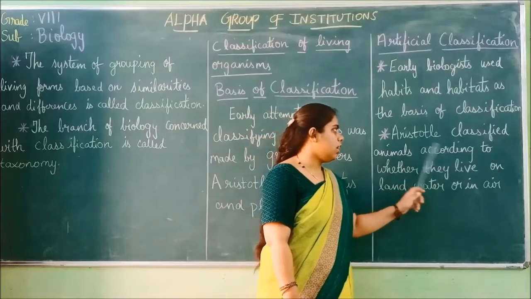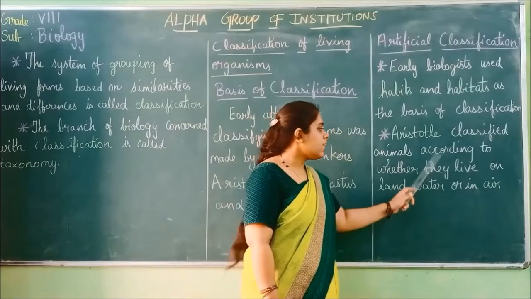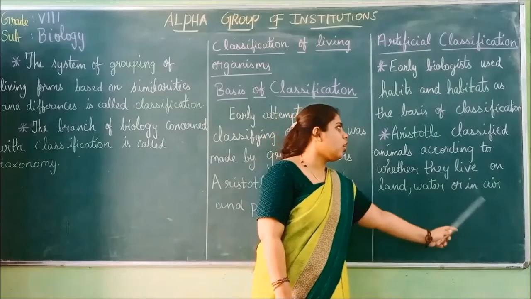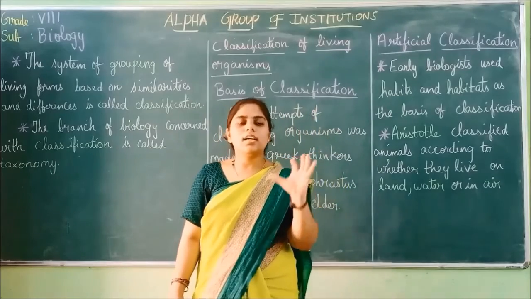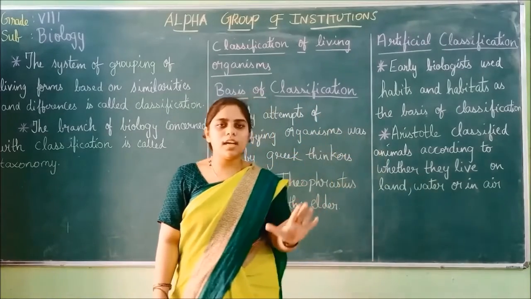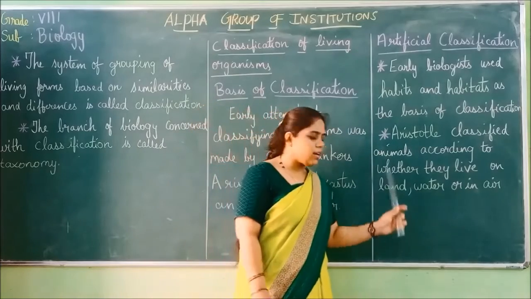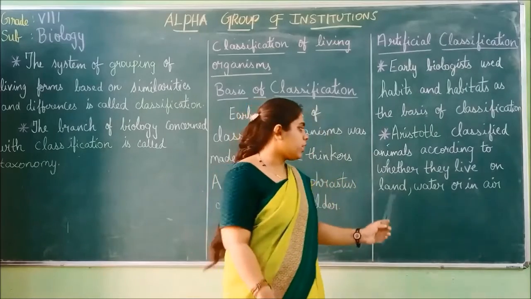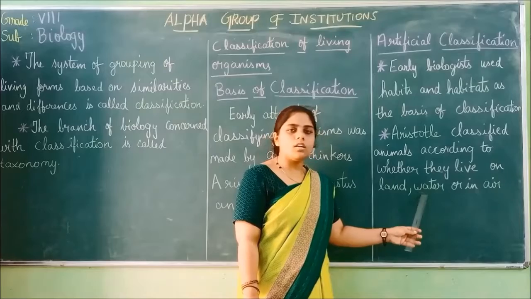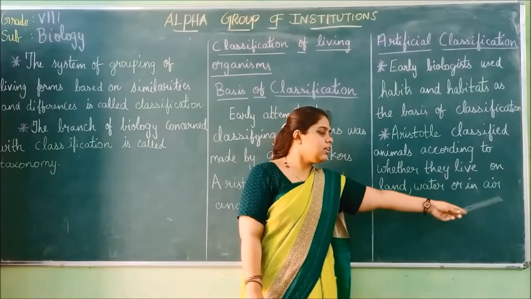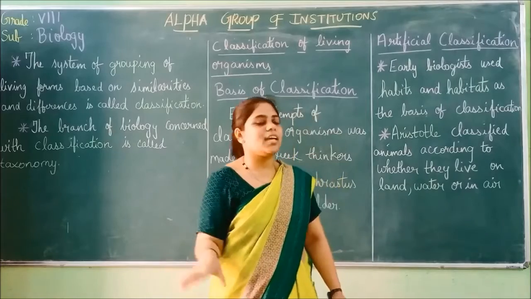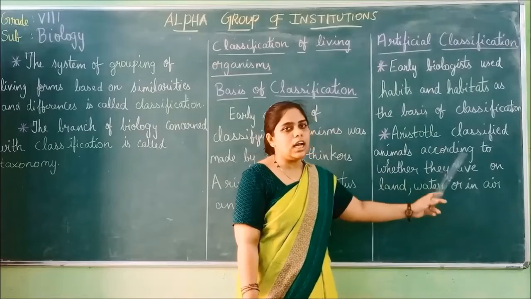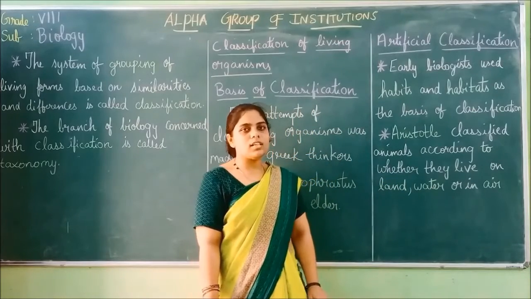And Aristotle classified animals according to whether they live on land, water or air. So what Aristotle did, he classified all the organisms based on whether they live on land. All the organisms that live on land were put under one group, and water living organisms were put under one group, and those that live in the air, that can fly, were put under one group. So like this, Aristotle classified the organisms in the starting stage.